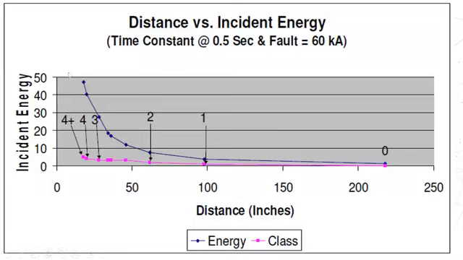Now the incident energy will decrease from 50 cals per centimeter square to less than 5 cals per centimeter square, or 4 cals per centimeter square. It's nearly equal to zero.